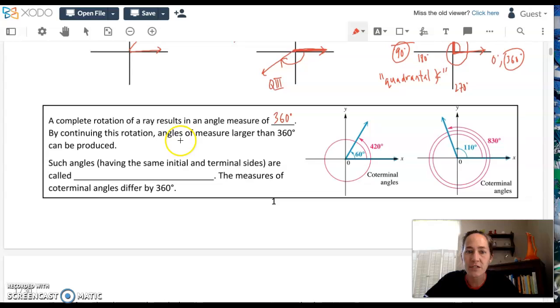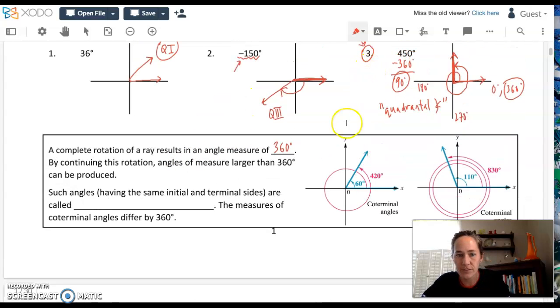By continuing this rotation, you could have, like in the case of example 3, angles that measure larger than 360. They could be produced. Such angles, so a 60-degree angle and a 420-degree angle. You get that number just by adding 360 to this number here. They have the same initial side, same terminal side, just a different amount of rotation. And they have a special name. They're called coterminal angles. And they become pretty important.